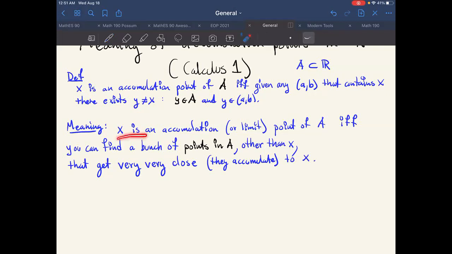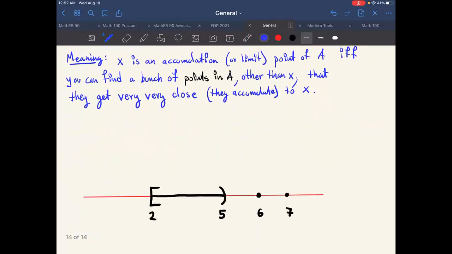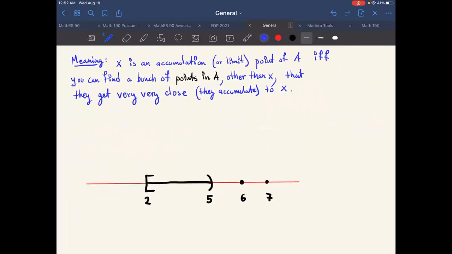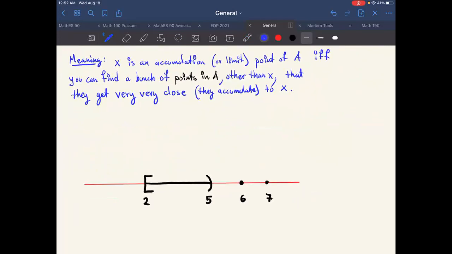So we say that X is an accumulation point of A if you can find a bunch of points in A, I'm going to call them the black points, other than X, so that they get very close to X, all right? So here's an example. That is the meaning.